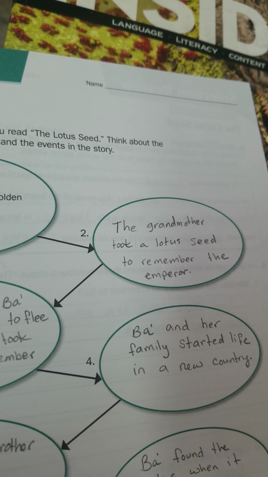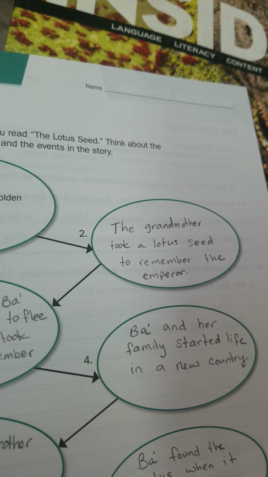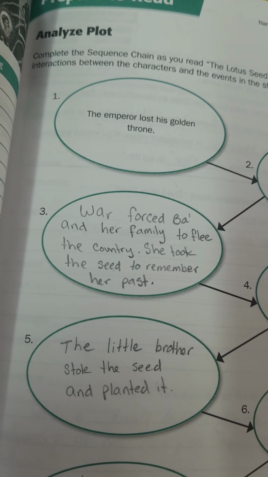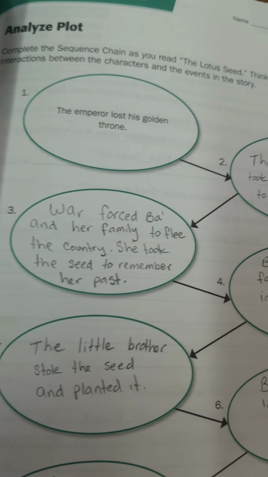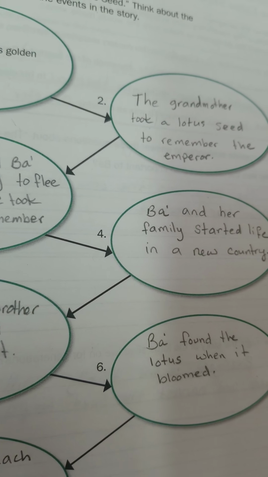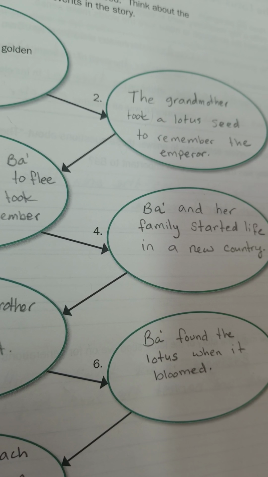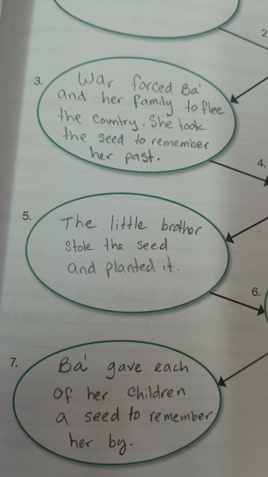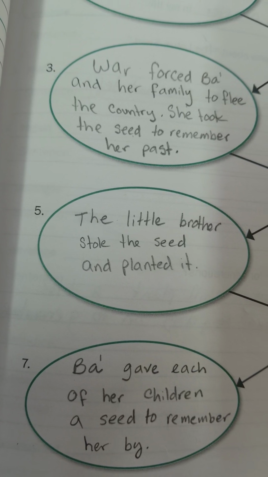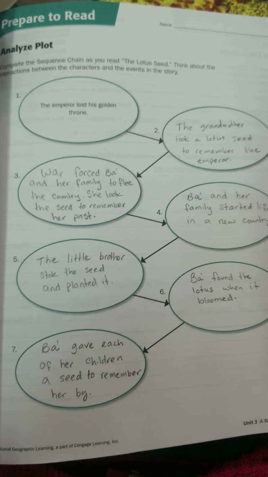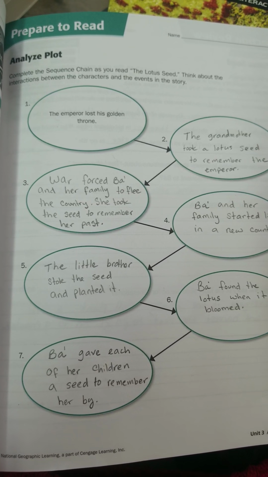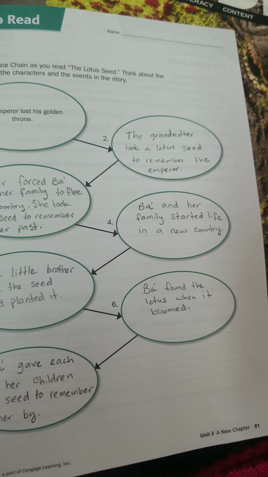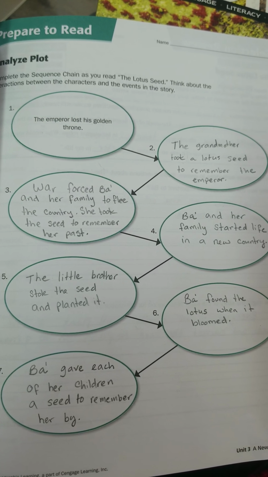Number 4 is Bay and her family started life in a new country. The 5th event is the little brother stole the seed and planted it. The 6th part of the story is Bay found the lotus when it bloomed. And number 7 is Bay gave each of her children a seed to remember her by. So these are the events that have happened in the story. If you don't have them, please add them to your chart, which is on page 81 of your practice book.